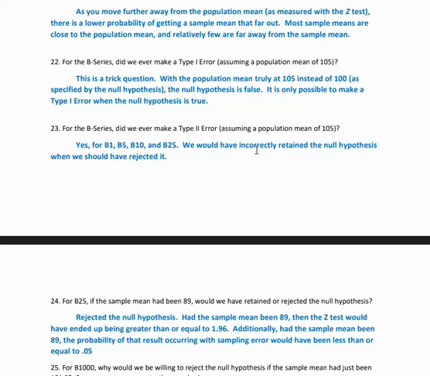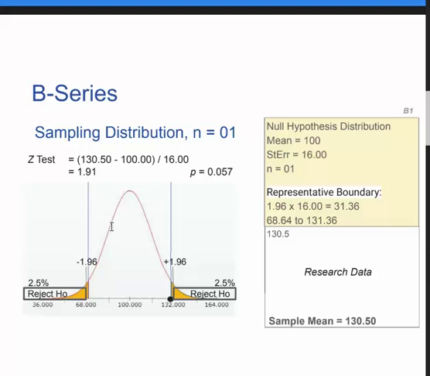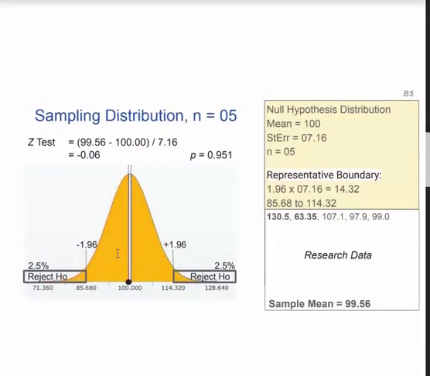We would have incorrectly retained the null hypothesis when we should have rejected it. So basically, if the true population mean was at 105, then ideally when we did this hypothesis testing, that should have been made clear and we should have rejected it. And we were really close to rejecting it when our sample size was 1, but it just wasn't extreme enough to do so. So in that case, we would have incorrectly retained it if indeed the true population had been at 105. Here we retained it, and again, if the true population mean was at 105, that was a mistake.